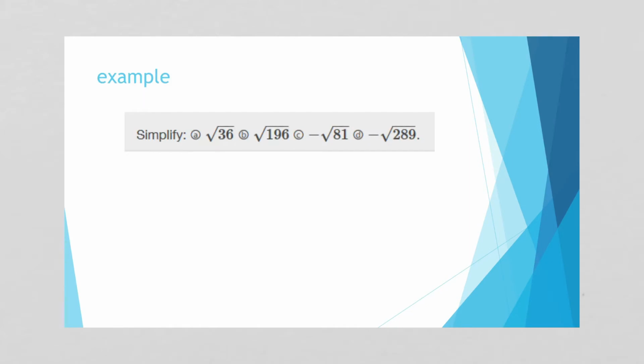So on part A, let's find the square root of 36. Well, that is 6. What number times itself gives you 36? On part B, the square root of 196 is 14. Now notice on part C, there's a minus out front. So that means we want the negative of the square root of 81, which is negative 9. And then on part D, we also want the negative of this one. So our answer will be negative. Square root of 289 is 17.